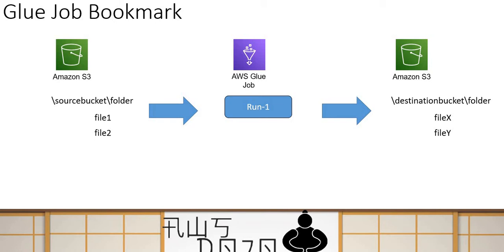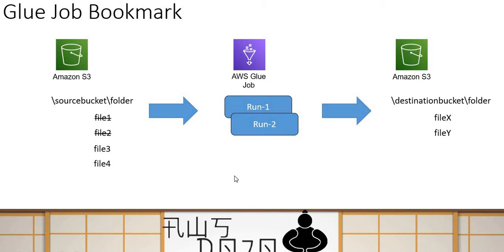Now, over a period of time, a few more files get added to your source bucket. Suppose file 3 and file 4 are added to your source bucket. Now if you run your Glue job again, since file 1 and 2 are already processed, only file 3 and 4 are the new files. So the second job run should not process file 1 and 2, it should only process file 3 and 4.